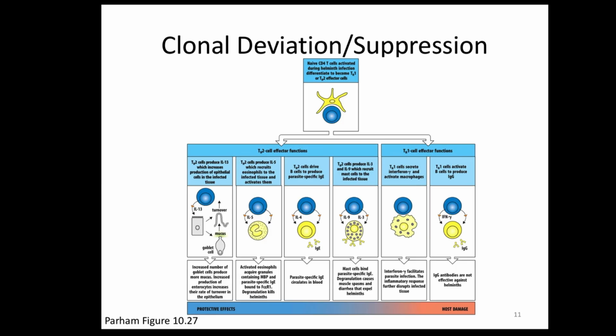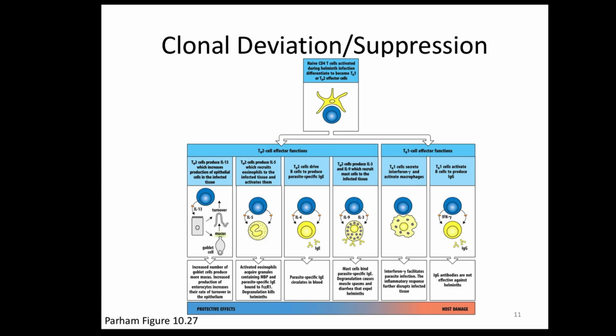Because if you remember, deviation was that you kind of made a different type of helper T cell subset. So in this case, Th2 cells were protective while Th1 cells caused damage. And so the idea is if you are fortunate enough to make a Th2 response in this case, you're going to be okay. If you are unfortunate enough to make a Th1 response, you're going to get some damage. And we could argue where that damage falls in my little scheme that I wrote on the board. No one cares.